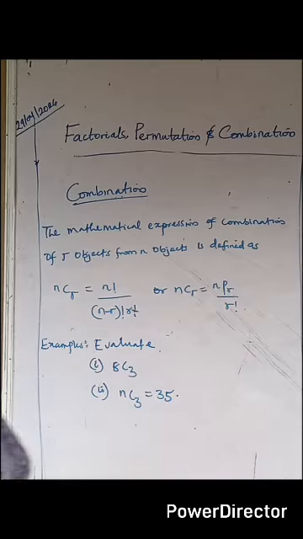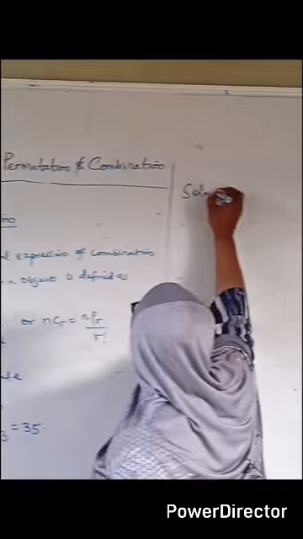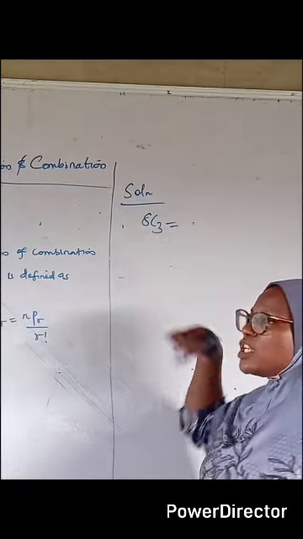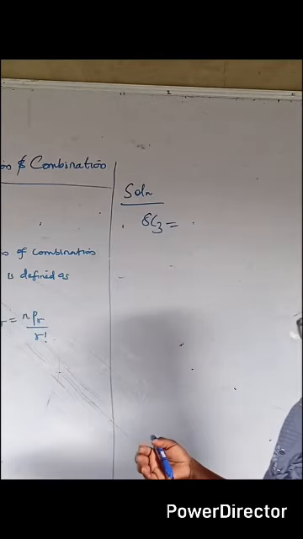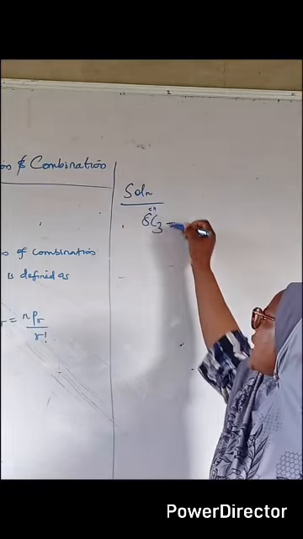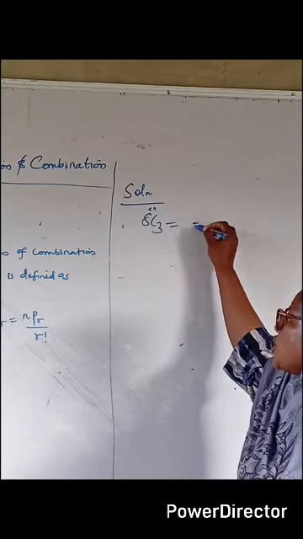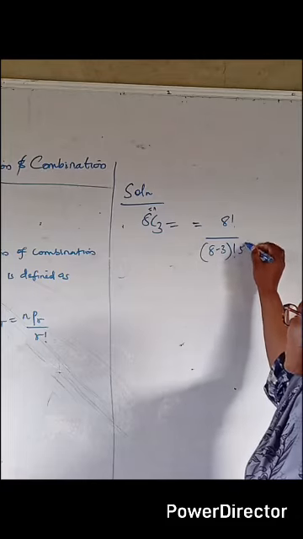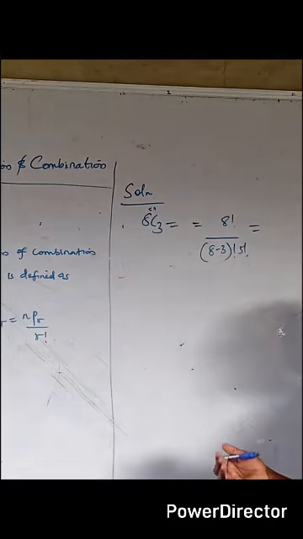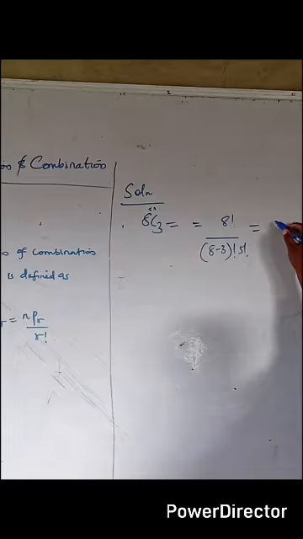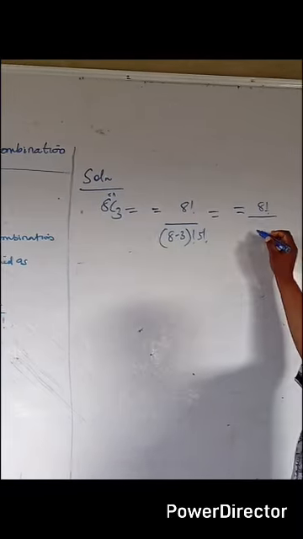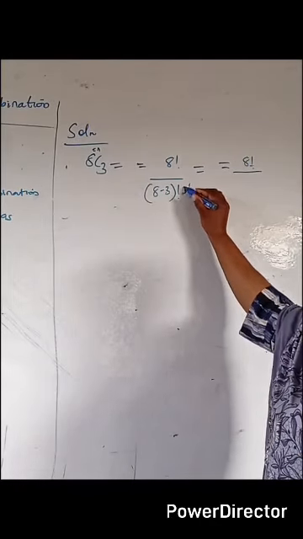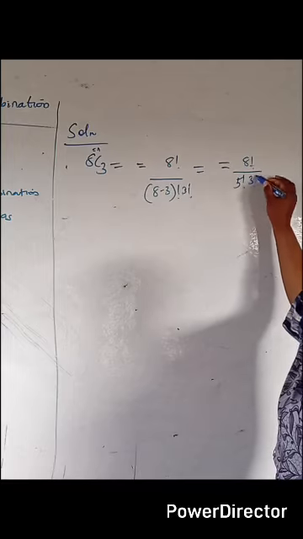So now, for this example, let's quickly look into it. For example 1, we have 8 combination 3. The solution is so direct because there is an existing formula. Our n is equal to 8 and our r is equal to 3. So we have 8 factorial over 8 minus 3 factorial, times 3 factorial. We know how to evaluate factorials, so this will not give us a problem. This gives us 5 factorial and 3 factorial.